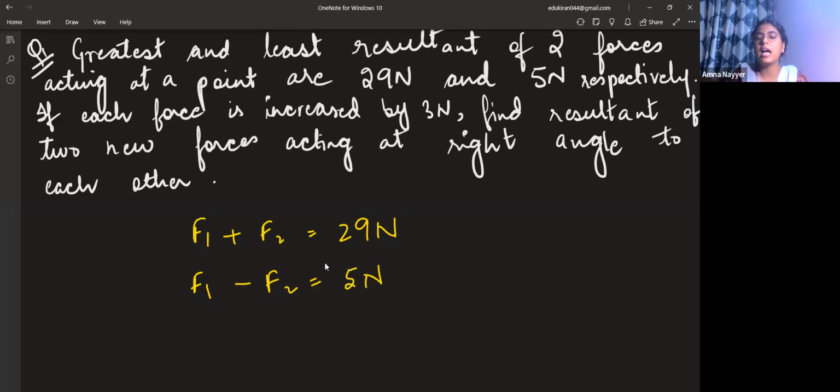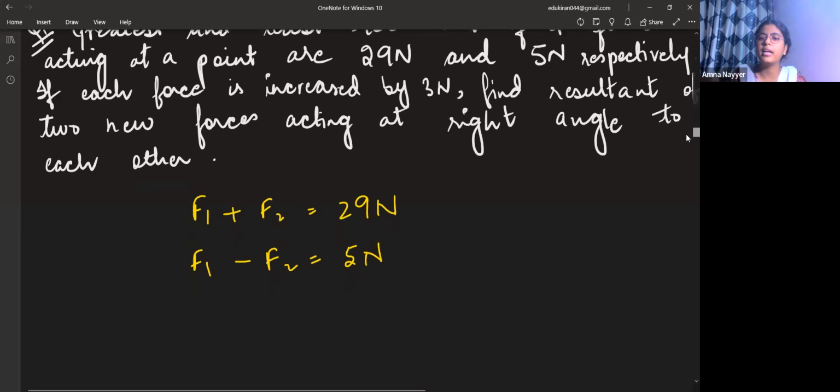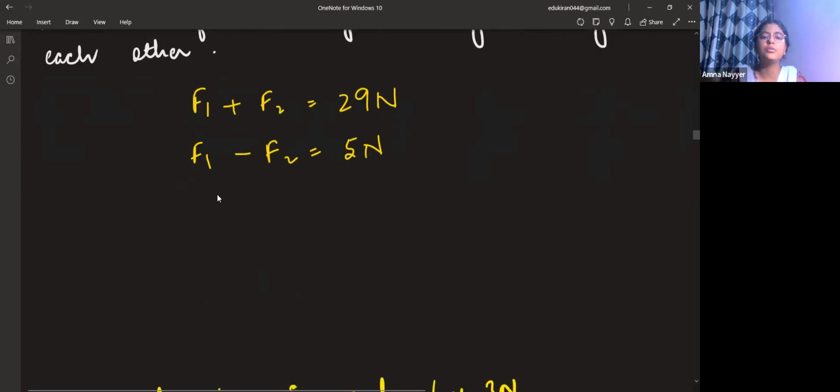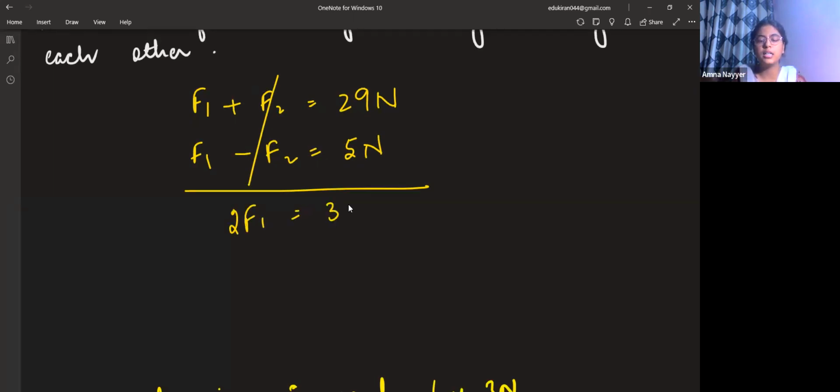In your 11th class subjective exams, these types of questions will be there. Now see, you just have to find out the value of F1 and F2. So we can add them. That becomes 2 F1 is equal to 34 Newton. So F1 becomes 17 Newton.